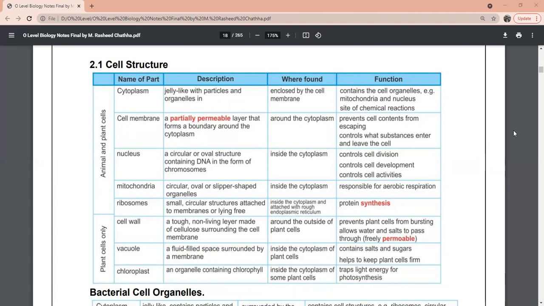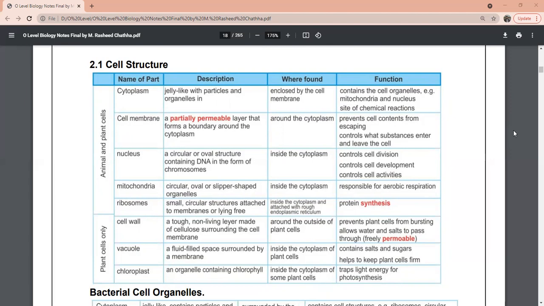Next is the largest organelle, which is the cell cytoplasm. It is between the cell membrane and the nuclear membrane, outside the nucleus and inside the cell membrane. All the material is the cytoplasm. It is jelly-like with particles and organelles in it. It is enclosed by the cell membrane, and it contains the cell organelles, for example, mitochondria and nucleus. It is the site of the chemical reactions, etc.